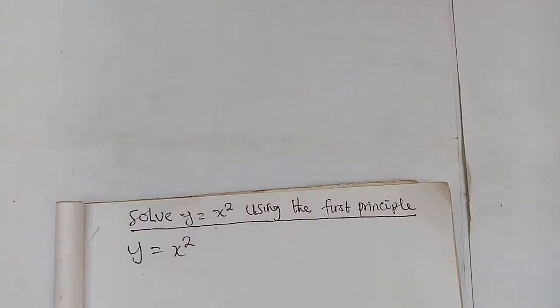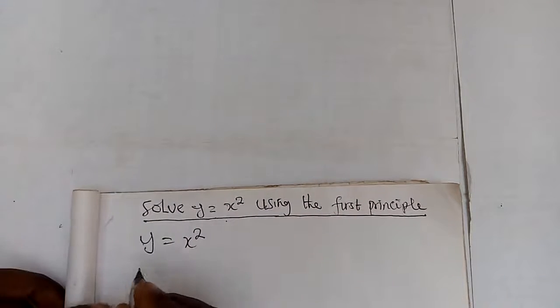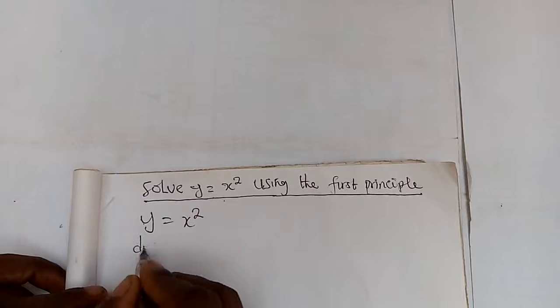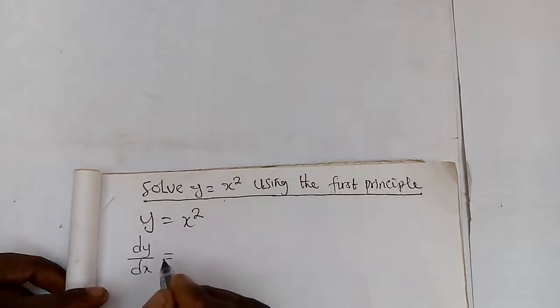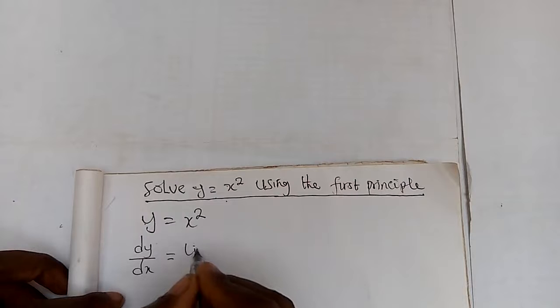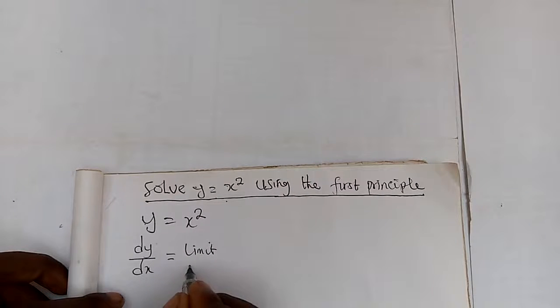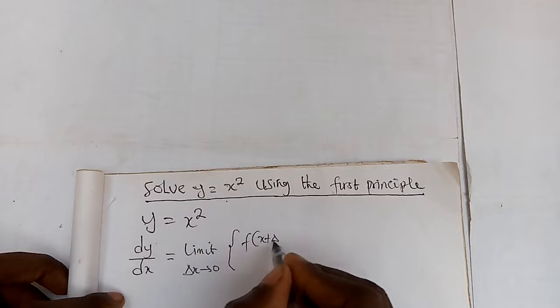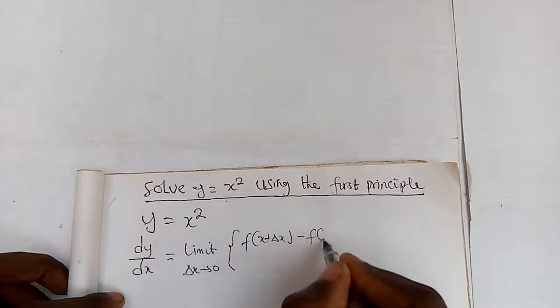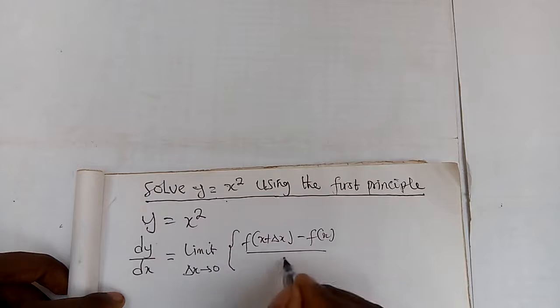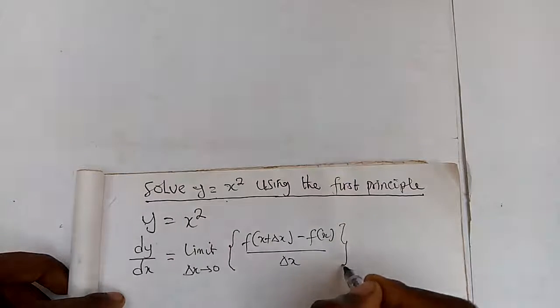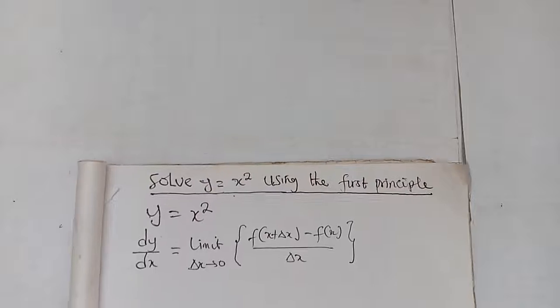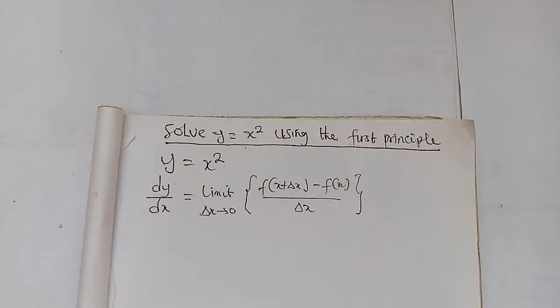To solve this question using the first principle, you need to create your formula, and the formula is dy over dx is equal to the limit as change of x approaches 0, f of x plus change of x minus f of x, all over change of x. This is the formula that we can use to find the differentiation from first principle.